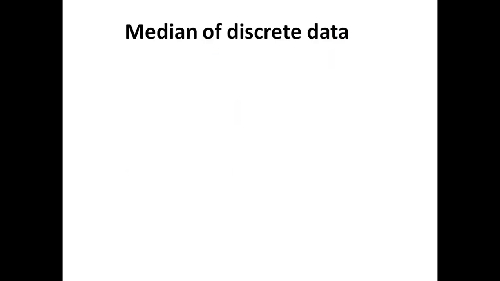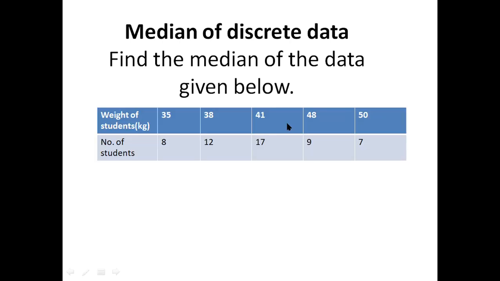Now let's come to the discrete data. When data is given as discrete, it means there will be a frequency table. So here's the question. Find the median of the data given below, and here is given a frequency table. Weight of strings is given in kg: 35, 38, 41, 48, and 50. And the number of strings is given as 8, 12, 17, 9, and 7.